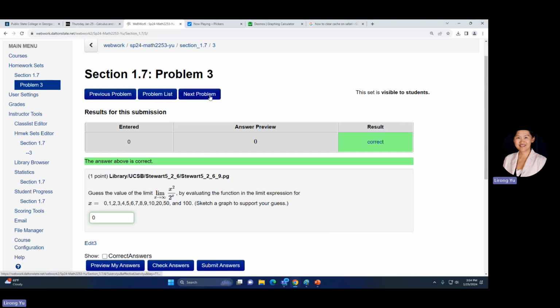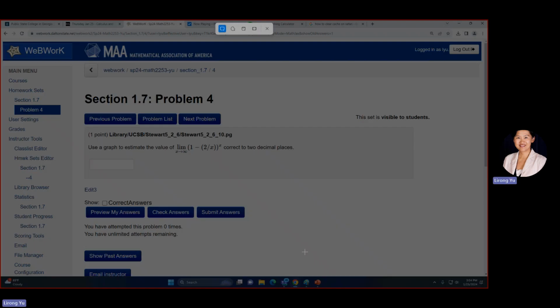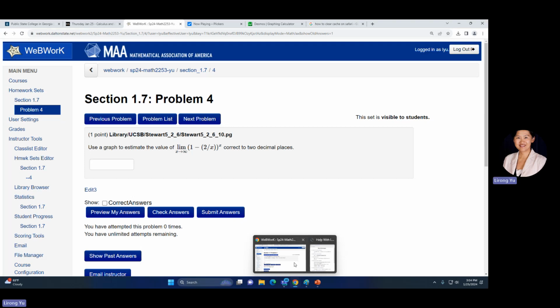Number 3. So this one has no graph. It's very much a numerical question. We can try out all these numbers to estimate it. This one says use a graph to estimate the limit. All right, so it looks like if we were to do a graph, you can also use numbers to graph.